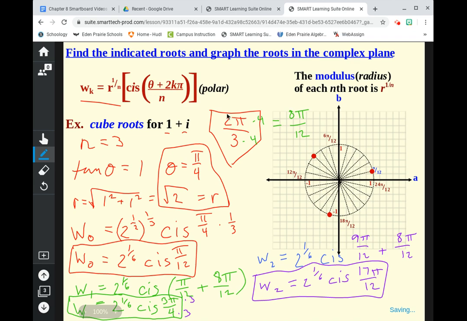Now, let's find the indicated roots and graph the roots in the complex plane. The modulus, the radius of each nth root, is r to the 1 over n. It would end up about right here, something like right there. That's all we're looking for you to do. Watch the video again if you need to. I have a second example.